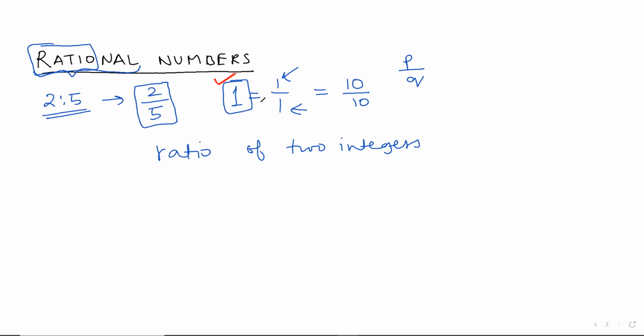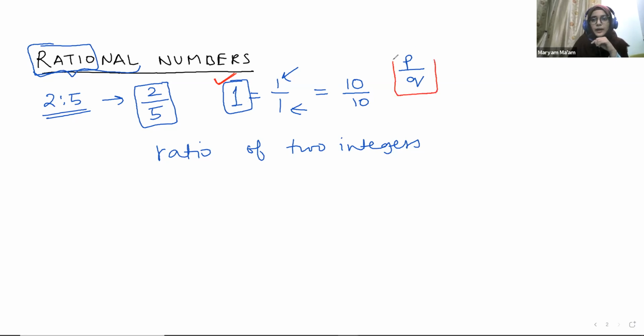Okay. All right. So 1 is a rational number because it can be written in the form of p by q. What does that mean? It means it can be written as a ratio of two integers. All right. So can anyone give me more examples of rational numbers?